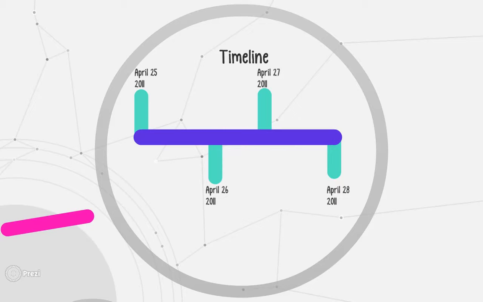Timeline: April 25th, 2011. 42 tornadoes occurred with 4 deaths. April 26th, 2011. After 55 tornadoes, 0 deaths occurred. April 27th, with a record of 211 tornadoes, 317 people were killed with 2,000 injured. April 28th, 2011. 47 tornadoes occurred with 3 deaths.